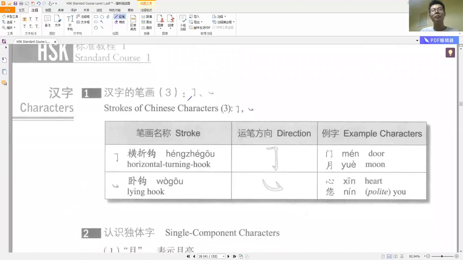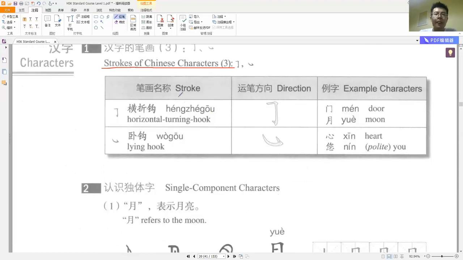Now we learn about the Chinese characters, Hanzi, and the strokes of Chinese characters. Stroke names. 横折钩, horizontal turning hook. For example, 门, door, a dot, a vertical, 横折钩. 月, a left-falling stroke, 横折钩, horizontal.